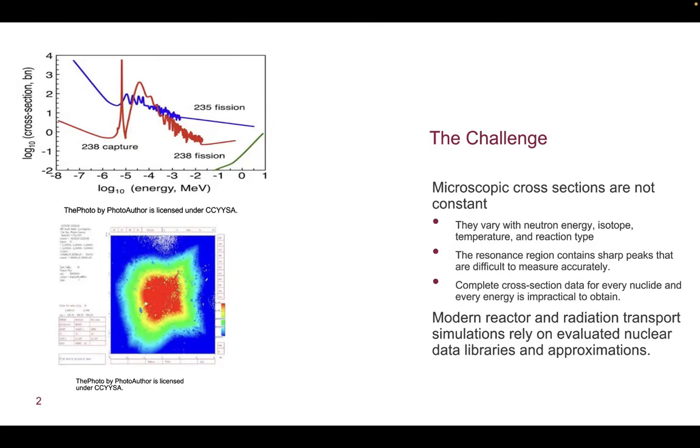Instead, engineers rely on evaluated nuclear data libraries such as ENDF, JEFF, and JENDL. These libraries combine experimental measurements with theoretical models to estimate cross sections across a wide range of energies. As a result, radiation transport simulations are only as accurate as the nuclear data they use.